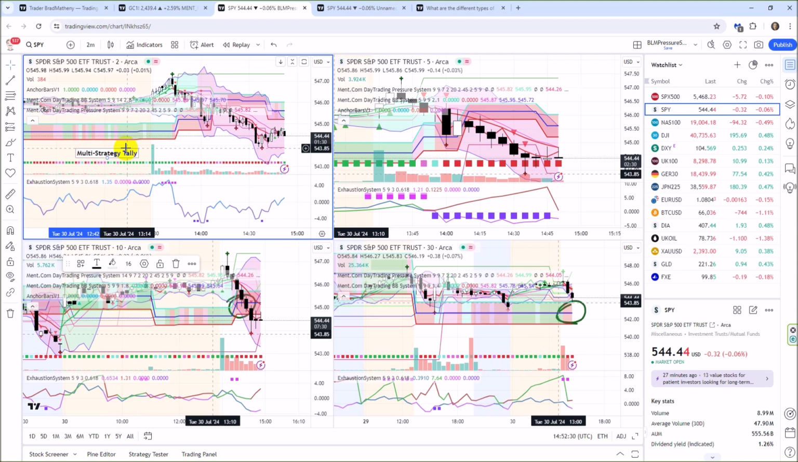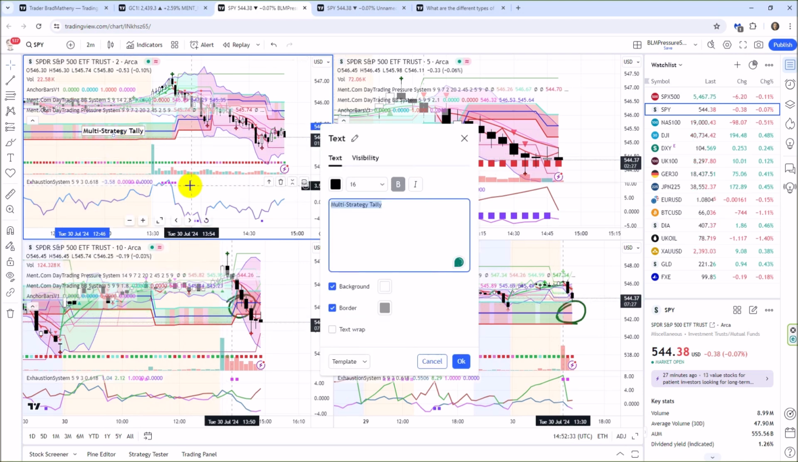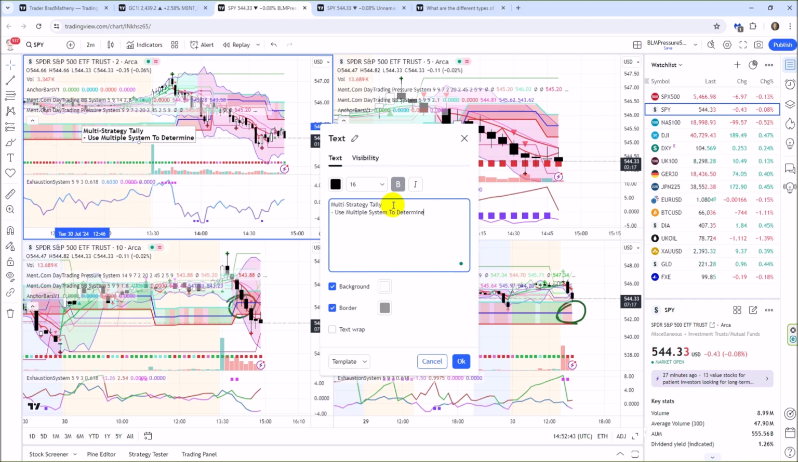So on a multi-strategy tally, we essentially use multiple systems to determine opportunities, tally the system results to determine allocation, and then lastly, trade when efficient.